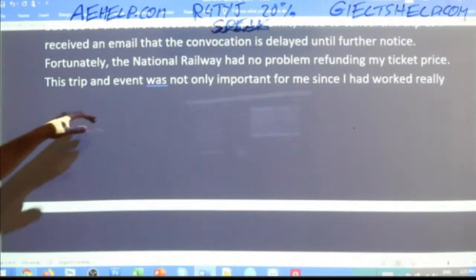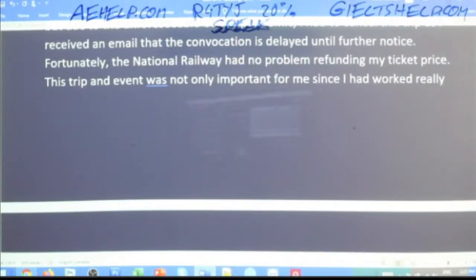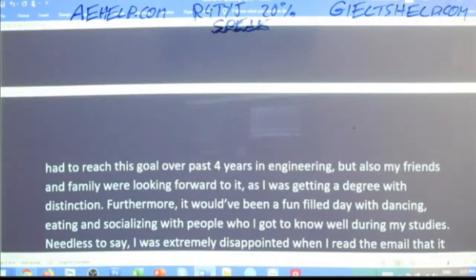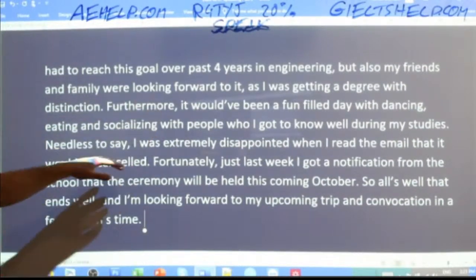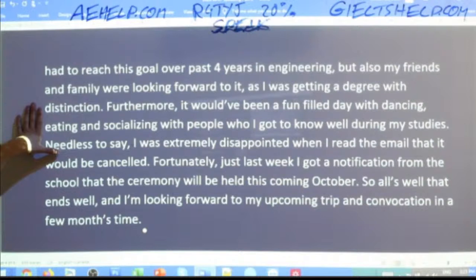The trip and event was not only important for me since I'd worked really hard to reach this goal over the past 4 years in my engineering department, but also my friends and family were looking forward to it as I was getting a degree with distinction. Furthermore, it would have been a fun-filled day with dancing, eating, and socializing with people who I got to know really well during my studies. Needless to say, I was extremely disappointed when I'd read the email that it would be canceled.